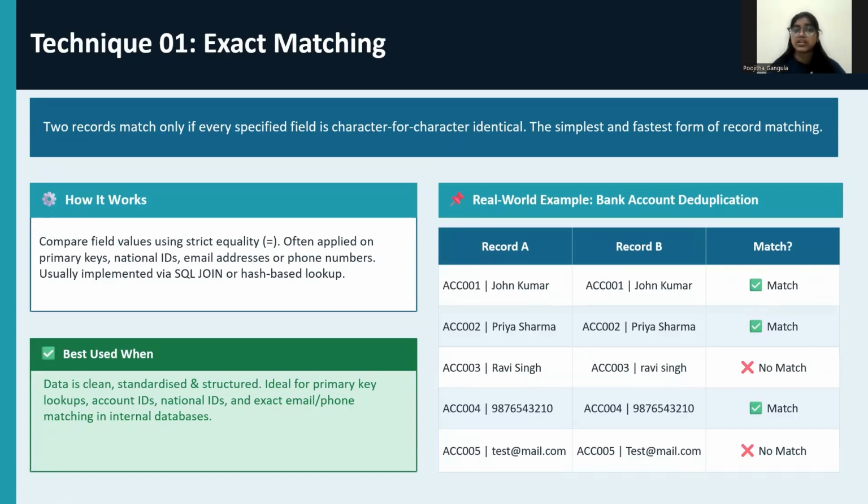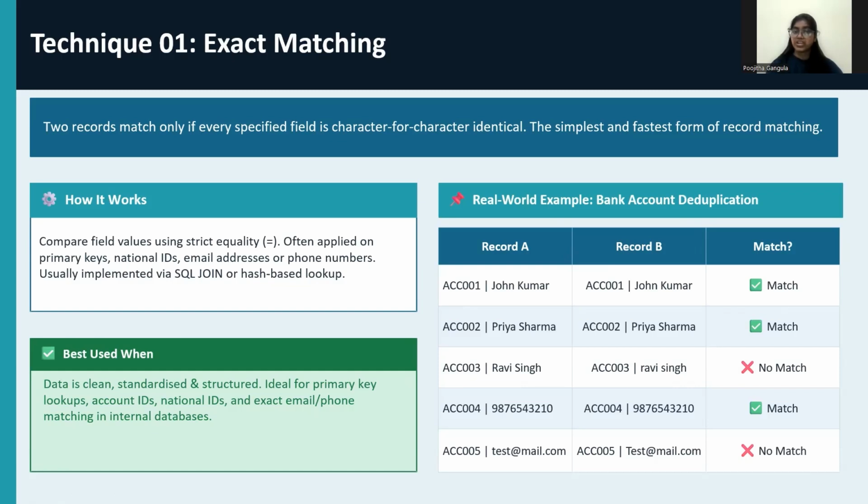Now, let us look at the first technique, that is exact matching. In this method, two records are considered a match only if they are exactly identical. For example, let us say DATA and DATA is equal to DATA. Then only it will show that it is a match. Even a small difference like uppercase, lowercase will result in no match.